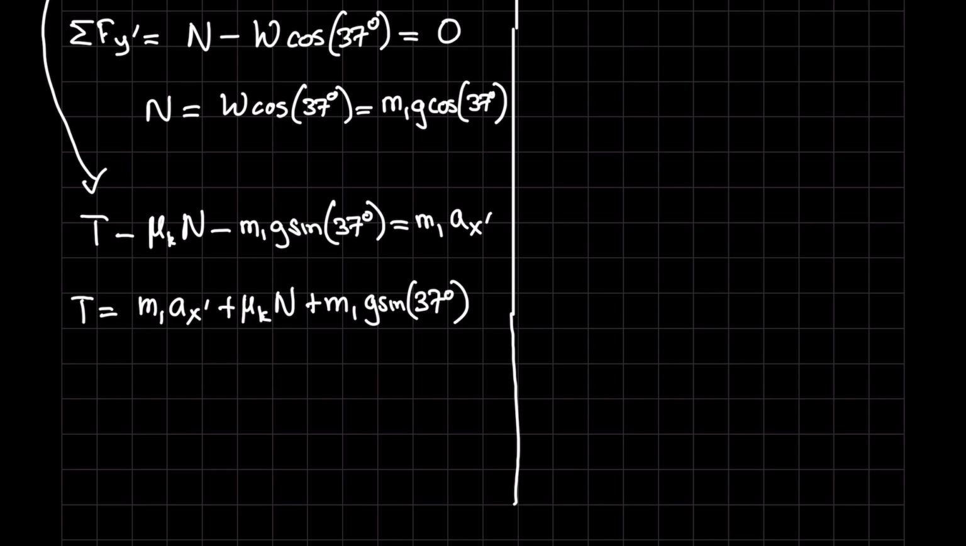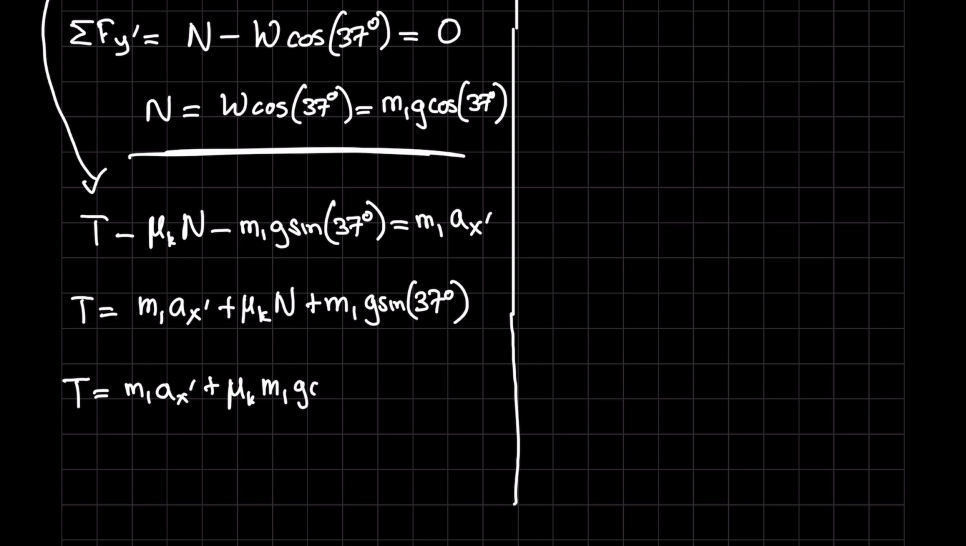So what we can do is, since we know what the normal force is up here, we can substitute. So we'll write tension is equal to m1 acceleration in the x prime direction plus mu k m1 g cosine of 37 degrees plus, I'll write it down here, m1 g sine of 37 degrees.